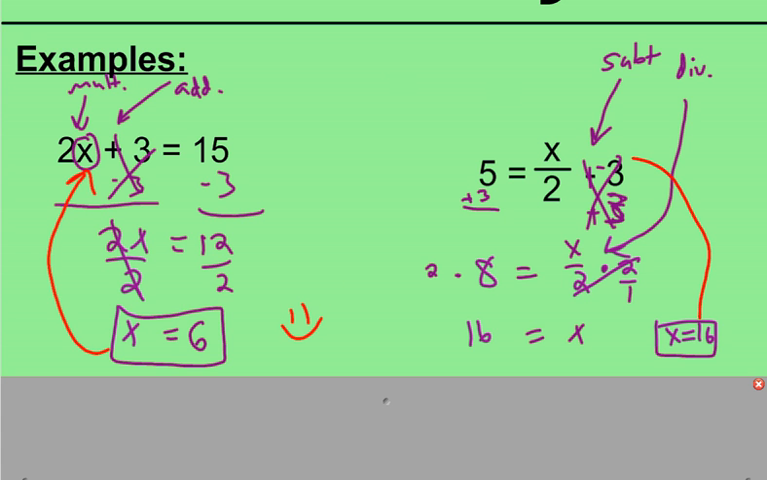Same thing here. Plug this in. Would 16 divided by 2 and then adding a negative 3 be equal to 5? Well, 16 divided by 2 is 8. Minus 3 would get you to 5. So that one is good as well.